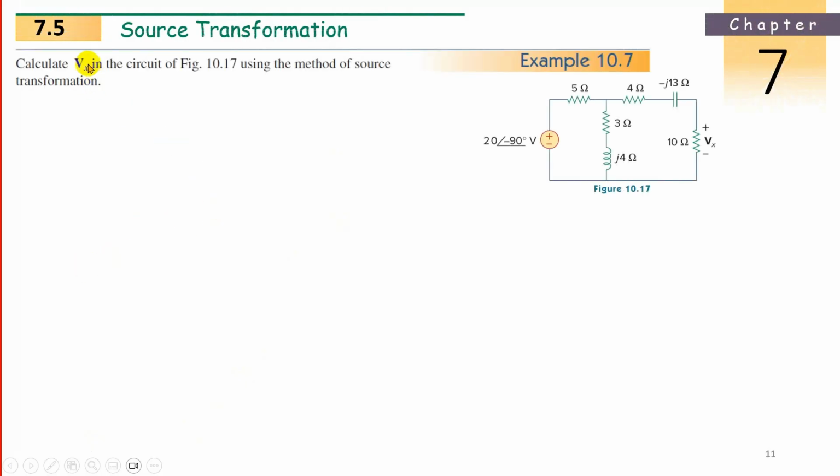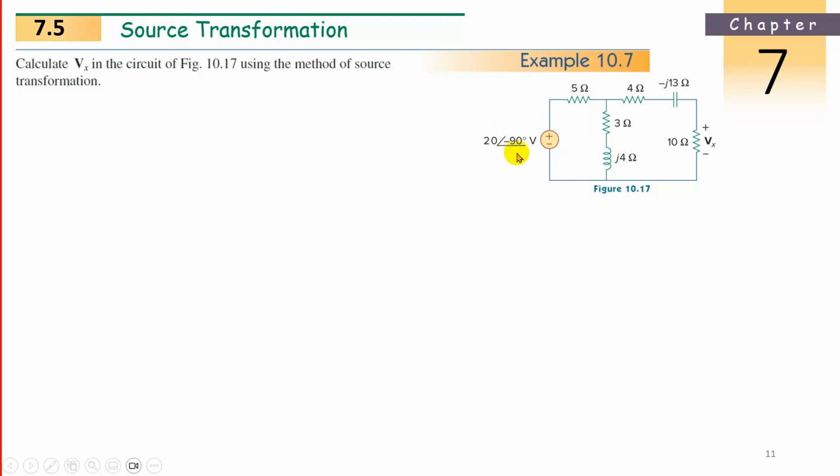See here. Calculate Vx in the circuit using the source transformation method. So where is the Vx? In this 10 ohm resistance, we want the voltage by using the source transformation method. We have many methods, node analysis, mesh analysis, and anyone you can use, but it mentioned source transformation. So first we have to see where the voltage source or current source is.